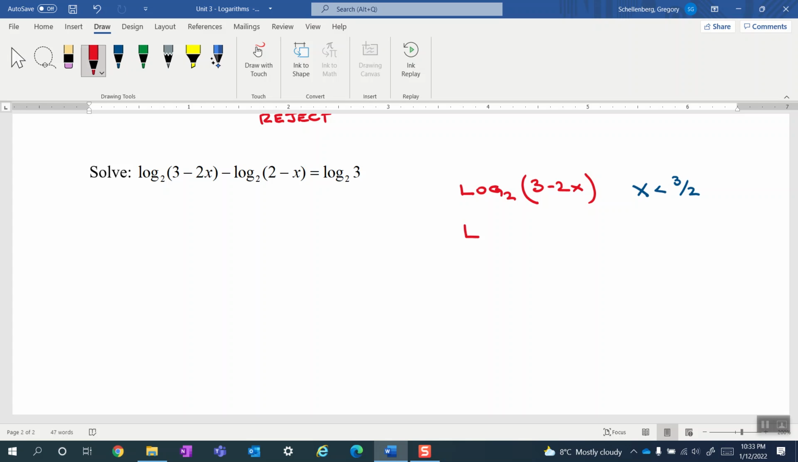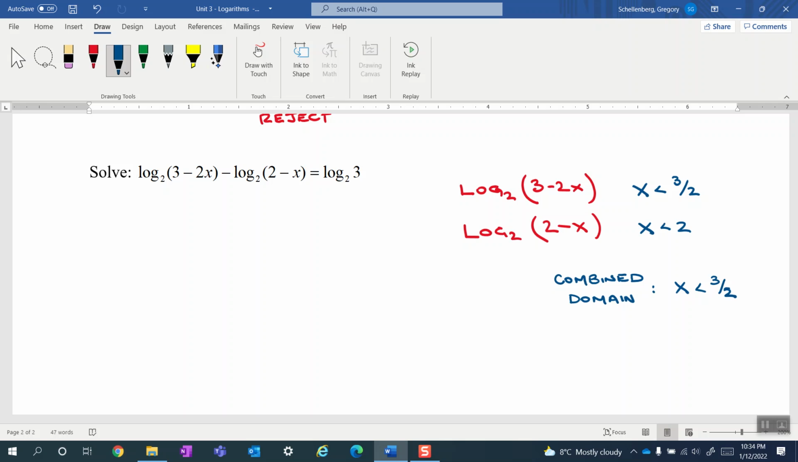Okay, and the next one, log base 2 of 2 minus x. What values of x make this greater than 0? Values that are less than 2. Okay, so what values of x work for both of these? Anything that is less than 3 over 2. So we'll say combined, values of x that are less than 3 over 2.